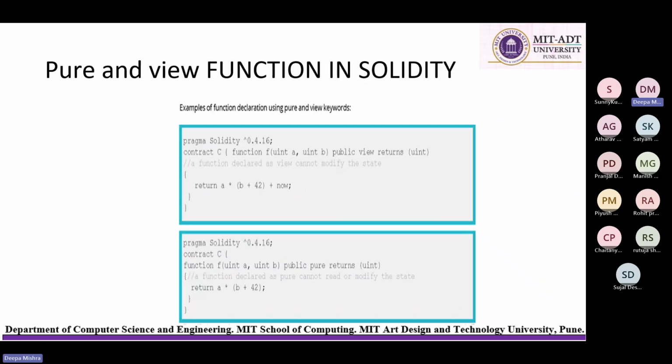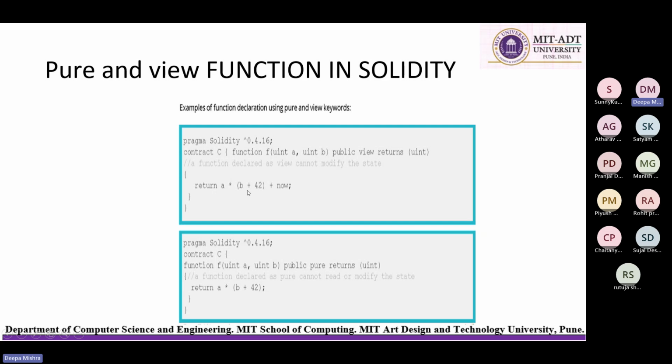Moving ahead, as I just said, there are two types of functions that we can write in Solidity, either a pure function or a view function. So this is just a very small code snippet showing the difference between these two types of functions. Let's observe the first screenshot. I've written a contract C inside which there's a function f taking a and b, and I've written it as a view function. Okay. So a function which is declared as view can read the state variables but cannot modify the state.